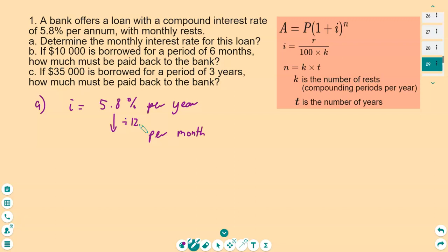5.8 divided by 12 is 0.483%. If you're ever asked to calculate an interest rate, you want to answer as a percentage. So we didn't even have to convert to a decimal yet here. So this is it. Monthly interest rate.